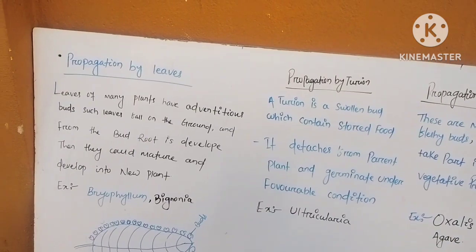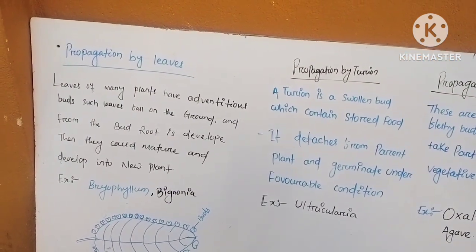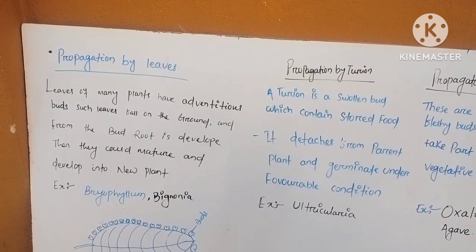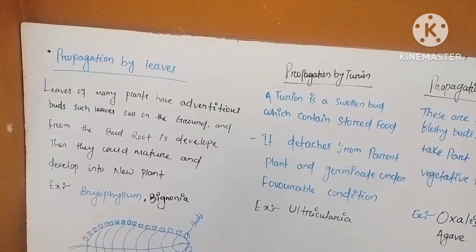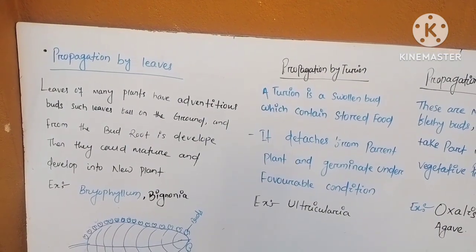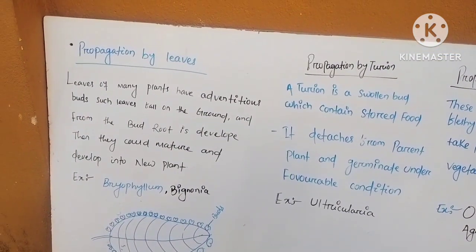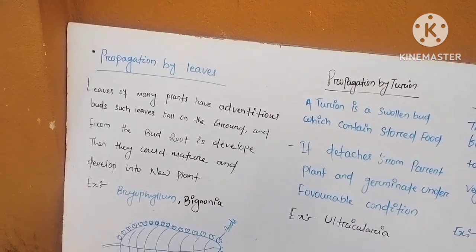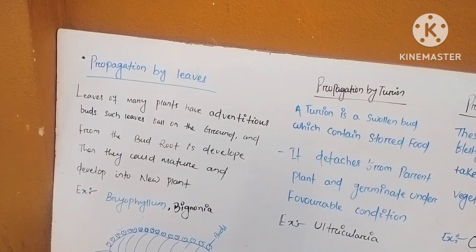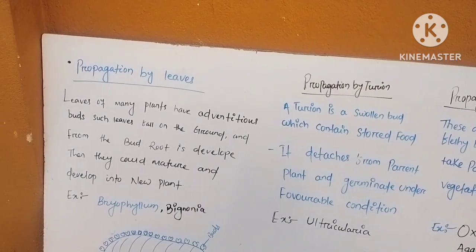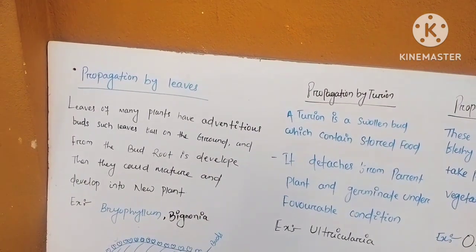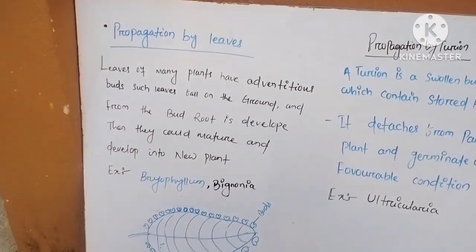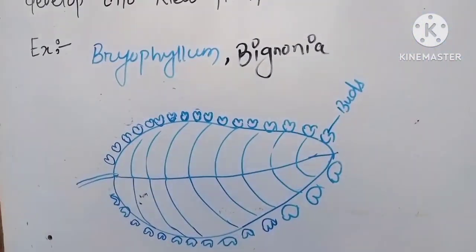First, the propagation method by the leaves. Leaves of many plants have adventitious buds. Such leaves fall on the ground and from the bud, roots develop and they mature and develop into a new plant. That means whenever a leaf has the capacity, it can grow and develop into a new plant, but not every plant has that much capability. Only a certain group of plants have the capacity to develop roots from the leaf, and the examples are bryophyllum and bignonia.